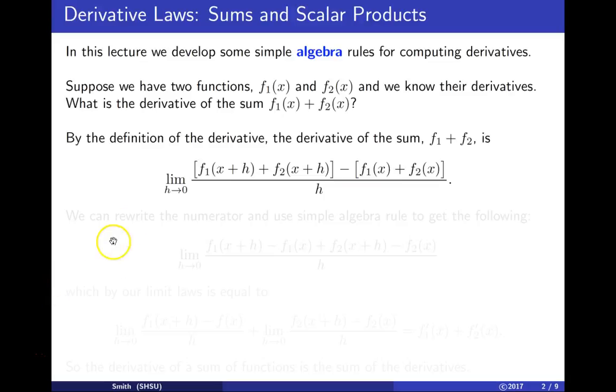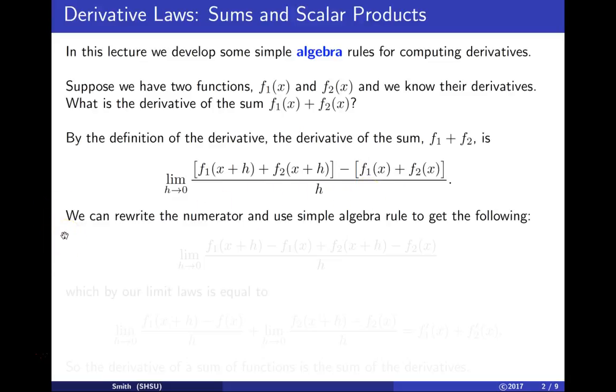We'd take the limit as h goes to 0 of f1 of x plus h plus f2 of x plus h, and we subtract off f1 of x plus f2 of x. So on top is the change in y, and on the bottom is the change in x, or h. Now we can rewrite the numerator and use some simple algebra to get the following. I'm going to pull different pieces together. I pull f1 of x over here, so I have f1 of x plus h minus f1 of x. And then on the right side, I've just rearranged the numerator to get this expression. So I've not changed things at all.